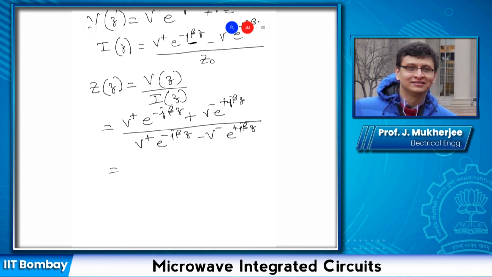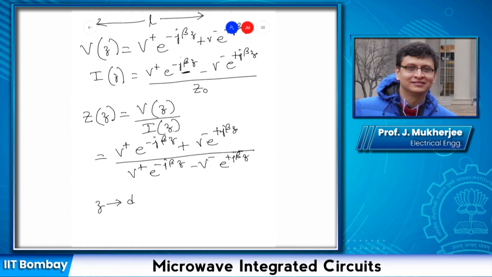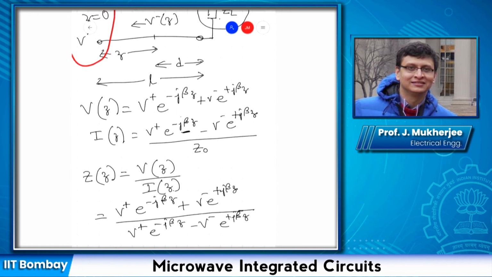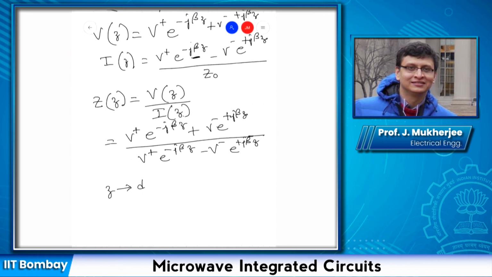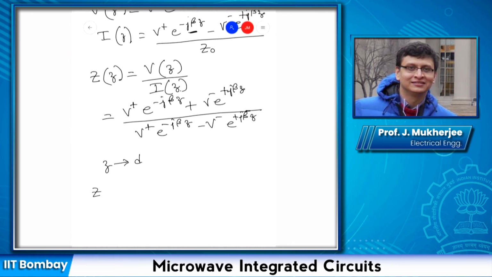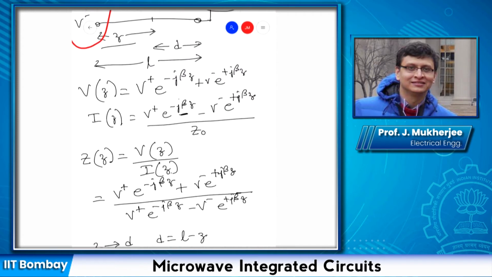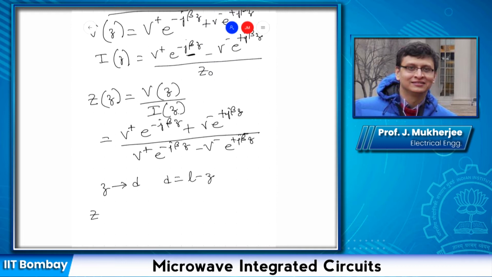in order to simplify this, let us do a coordinate transformation. Let us go from z to d. Now z is the distance measured from the source, whereas d is the distance measured from the load end. So d is equal to L minus z, where L is the total length of the transmission line.